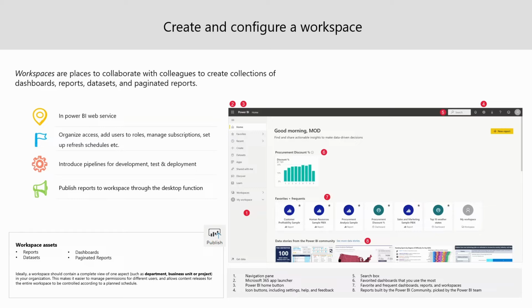So you have workspace assets: reports, datasets, dashboards, paginated reports. Now, ideally, a workspace should have some logical structure. For example, it can be for a certain project, or it can be a workspace for a certain department. And within that workspace, you can then add users who can change reports, use reports, publish reports, and so on. There are a lot of different functionalities here, but I won't go into detail on those. Let's instead look at the different roles within a workspace.